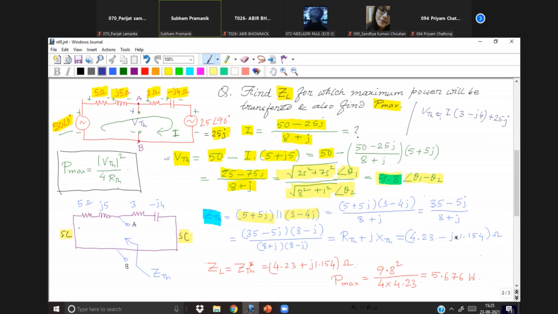You can check it. See, this is the value of current. You just substitute that current here, do the calculations, and you will find the same. This one.